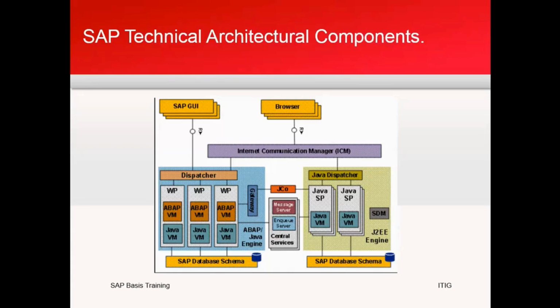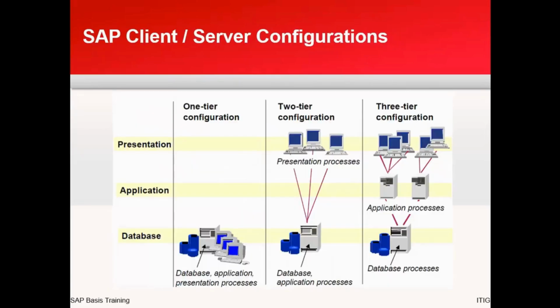Okay, let's get into the next slide, which shows the client server configurations. You have three different configurations. Left side is one tier configuration, middle is two tier configuration, and on the right is three tier configuration. In the one tier configuration, you can see there is no separate presentation layer or separate application layer, but everything is in this layer, which has database, applications, and presentation processes.